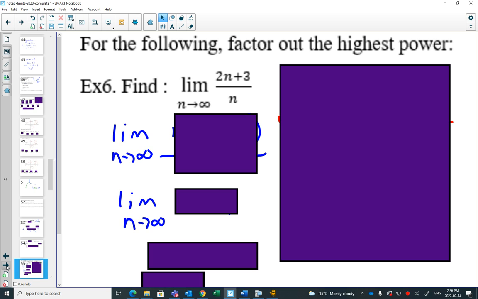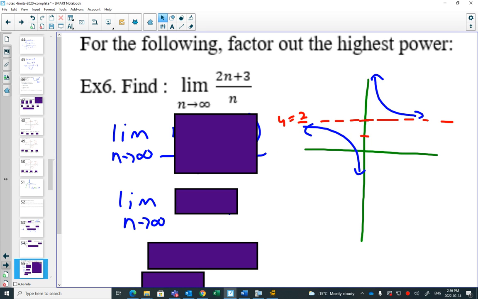Now, in my classes, I would always say if the degree of the function in your numerator was the same as the degree of your function in your denominator, then you can basically ignore the 3 and your horizontal asymptote is whatever you get when you have 2n divided by n, which is 2. So this graph has a horizontal asymptote at 2 and a vertical asymptote at x equals 0.